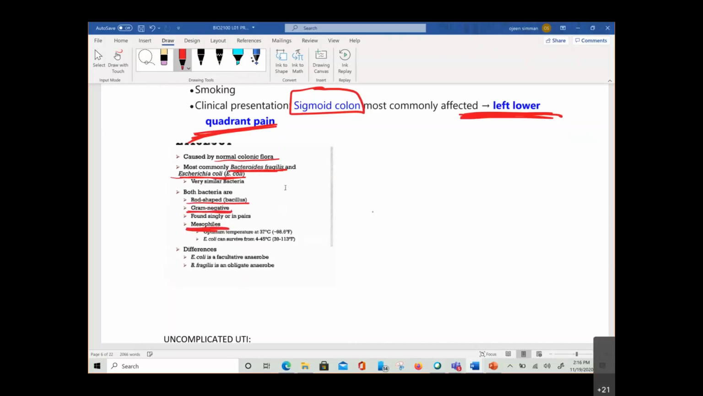Remember, mesophiles means that they grow most optimally at 37 degrees Celsius, which is our body temperature. The difference between these two bacteria is that E. coli is a facultative anaerobe, while Bacteroides is an obligate anaerobe. That's the difference.